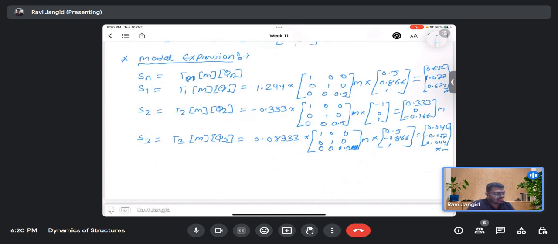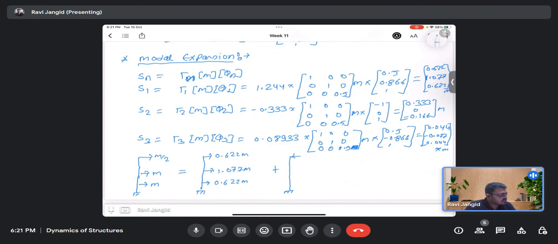So I can write it like this, how my mass is distributing in that. If you multiply with the acceleration, you will directly find out the forces in that. So that M by 2 M would be divided in this: the first mode, it is 0.622 M, 1.077 M, and again 0.622 M, plus, this is in the opposite direction, 0.166 M, this is 0 and this is 0.33 M.